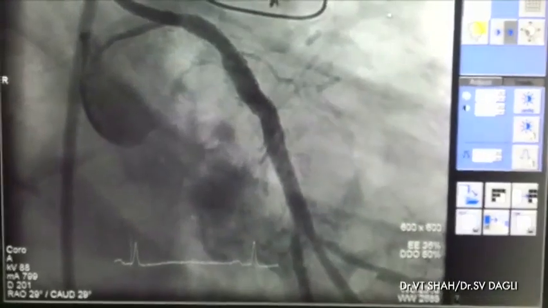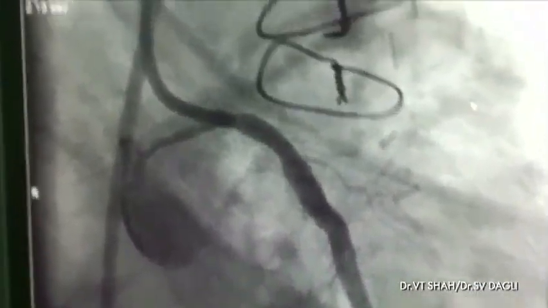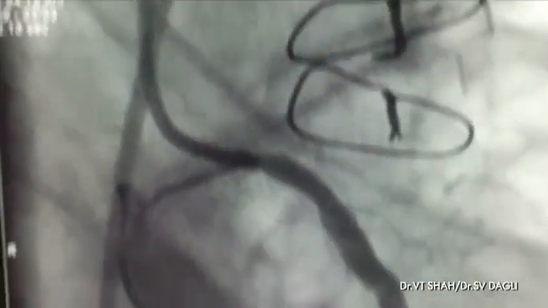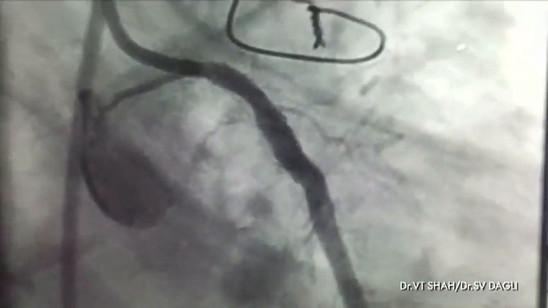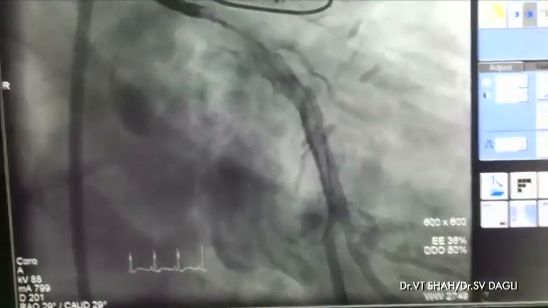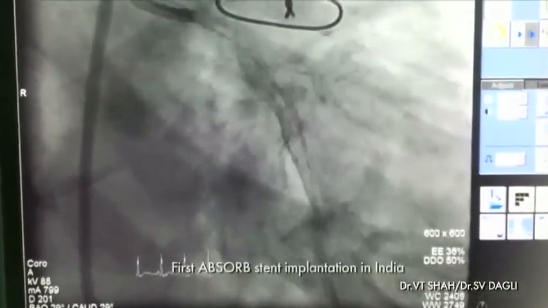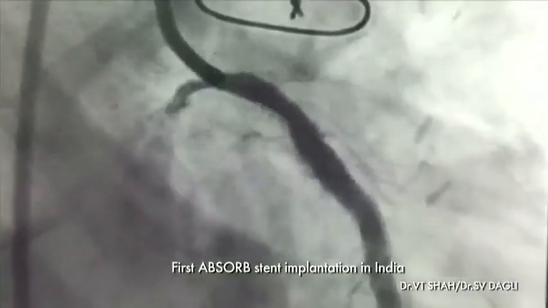And this is the final result after post-stent dilatation. This is the final result as you see here, and this was finished by 8:54 a.m. So all the 4 Absorb stents were deployed from 7:33 a.m. to 8:54 a.m. in one sitting, covering all the 4 lesions.